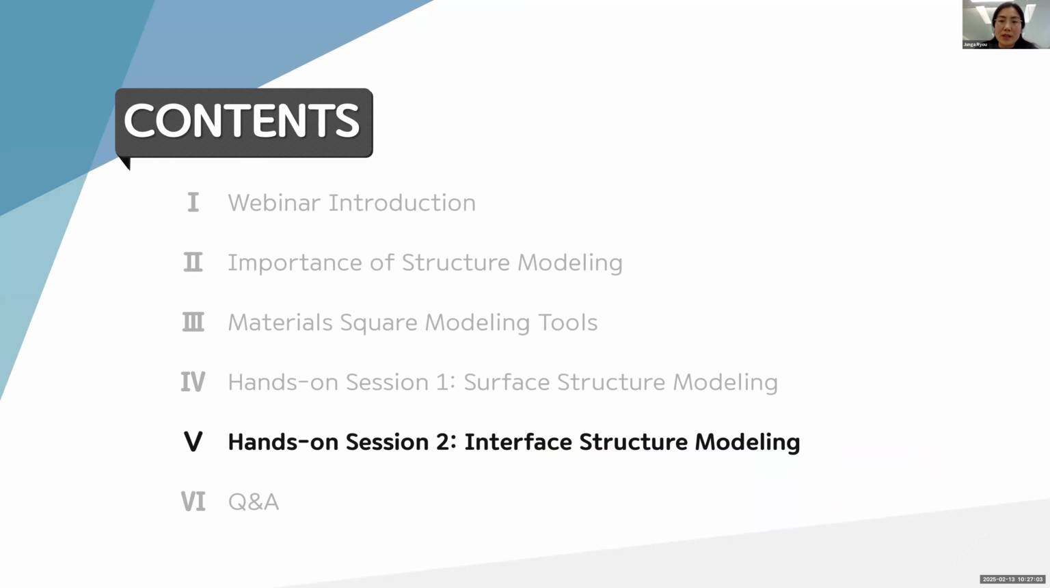Okay, let's start modeling the heterostructure. Now, let's talk about creating a heterostructure using two different structures. The most important thing is to check the lattice constant of each structure.